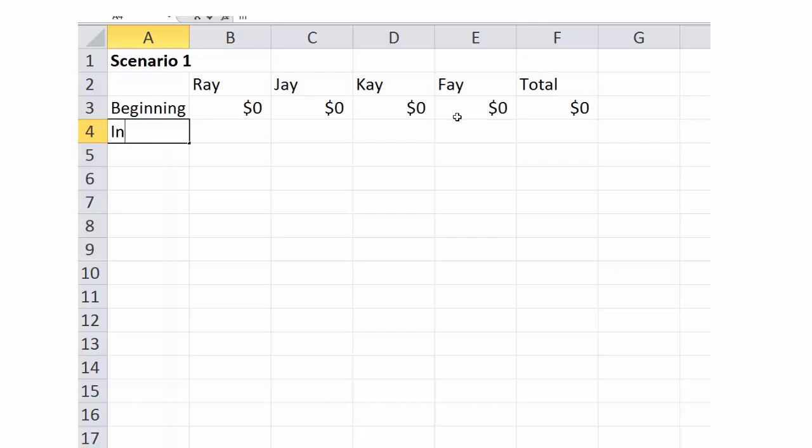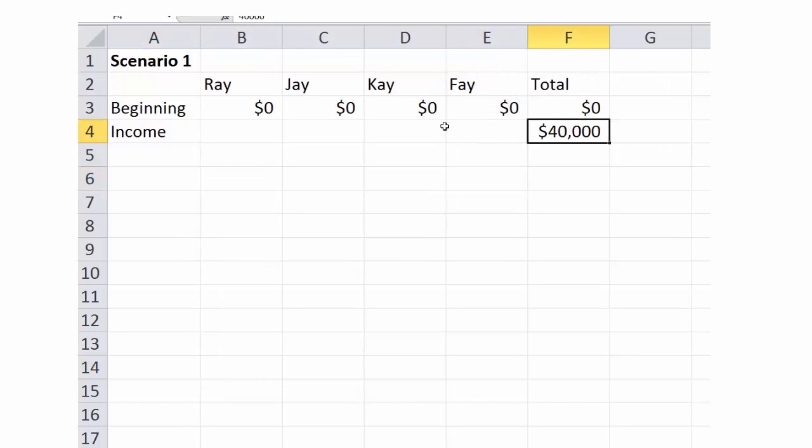And then what we're saying is that they have cash basis income, and that income is $40,000. Now, the question that we haven't looked at yet is how should this income be allocated? And that's what I mean by scenario 1.